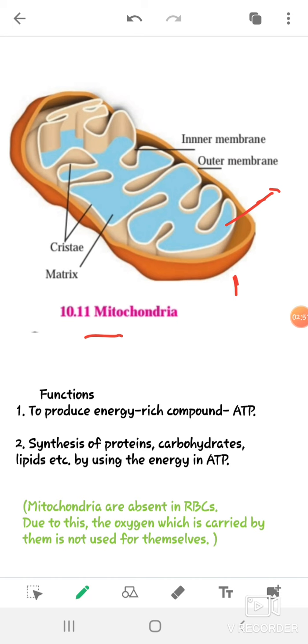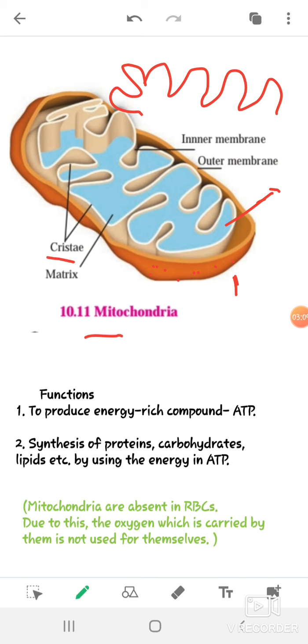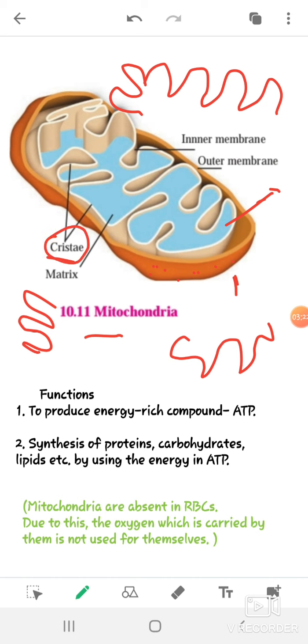The outer membrane is porous, meaning it has some pores on it, and the inner membrane is deeply folded. See, finger-like projections are present like that. So the inner membrane is folded, and these folds are called cristae. This fold looks like this, and it is also called a finger-like projection. उंगलियों के जैसे ऐसे projection हैं, तो that fold is called a cristae.